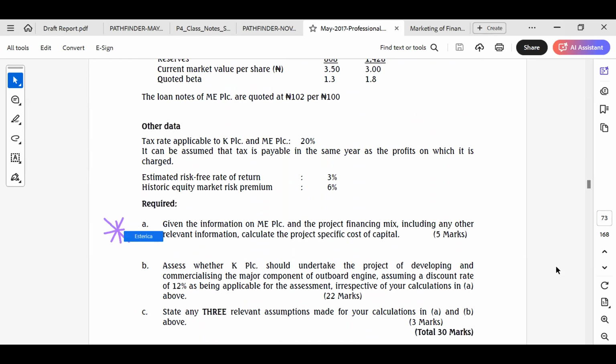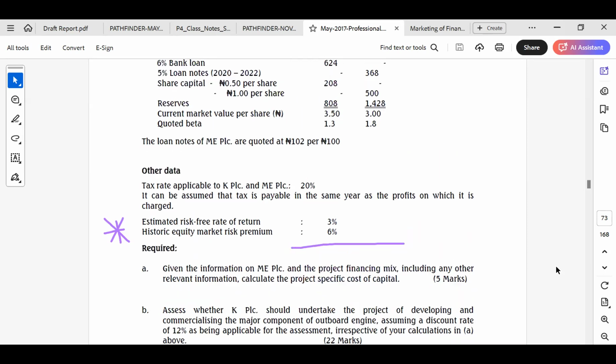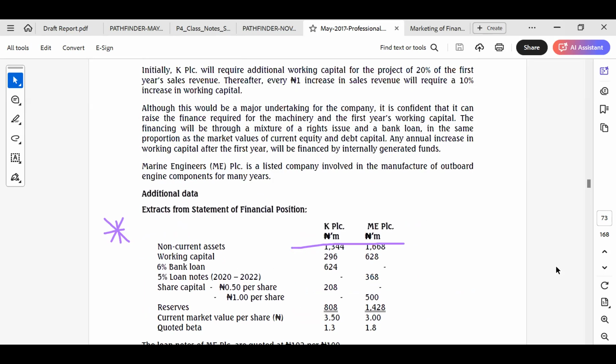Given the information of MEPLC and the project financing mix, including any other relevant information, calculate the project specific cost of capital. You hear what they say there? Project specific cost of capital. Okay, let us go through the story.